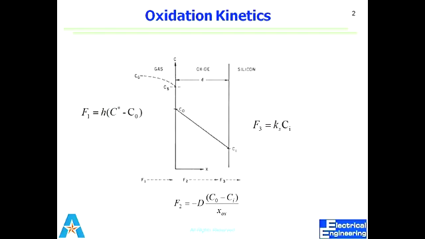Okay, so it means F1 is actually gradient dependent, meaning F1 depends upon this. CG means concentration of gas, CS means concentration at the surface, and Ci and Co mean concentration at the inner surface and concentration at the outer surface. So do you agree with me that F1 would depend upon the gradient of the oxidant, or the gradient of the oxygen molecules?